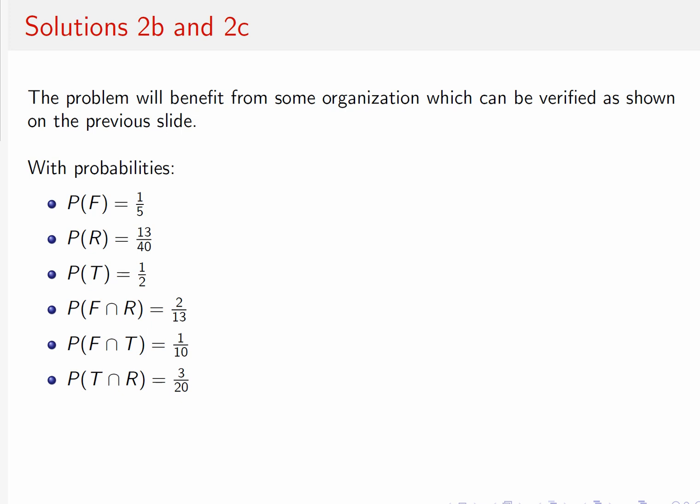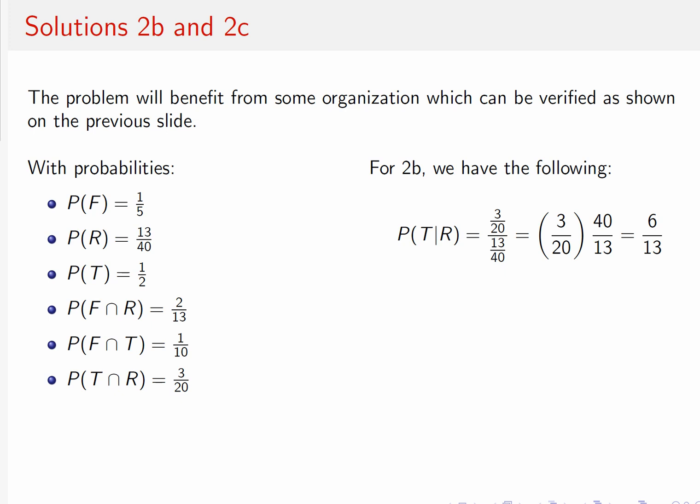and half of them are divisible by 2. And then if you list out those sets and count them up, or if you count them up in your head, you quickly arrive at the probabilities for those intersections. Okay, then for 2b, the probability of T given R, right? So I need T and R, which is the 3/20ths, which goes in the numerator, divided by the probability of R, which is 13/40ths, which goes in the denominator. Invert and multiply, do some canceling, and that is 6/13ths, which makes sense.